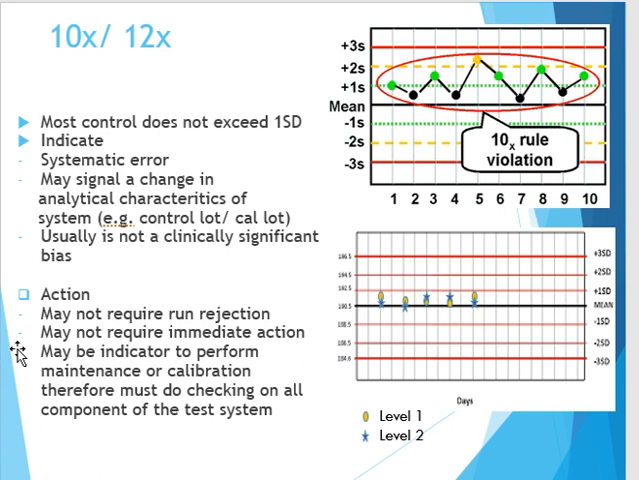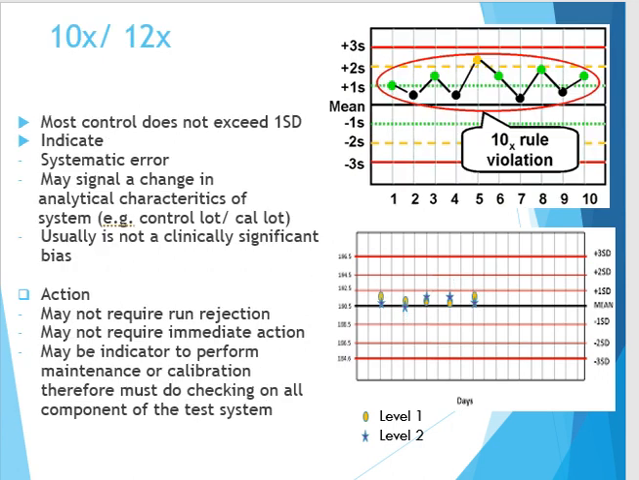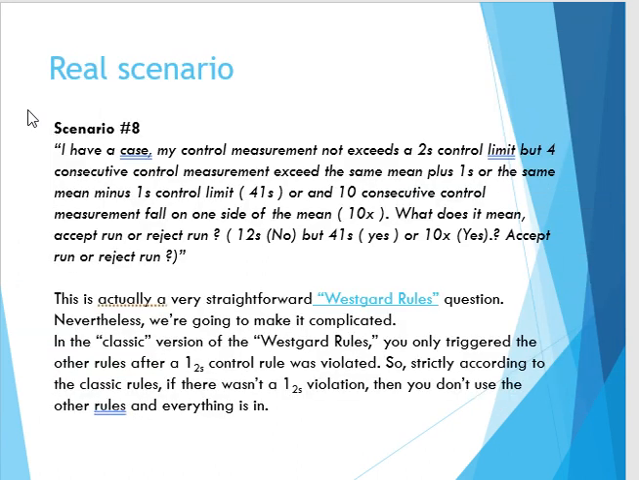This action is the same as 41S or 31S. You don't need to reject the patient's result. You still can run the test if the test component system is okay. So this is the real scenario.